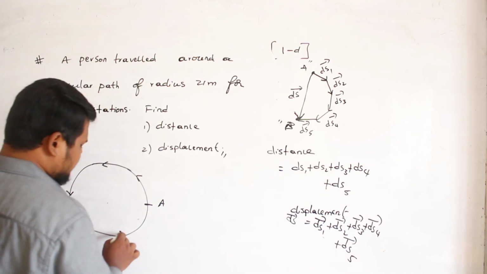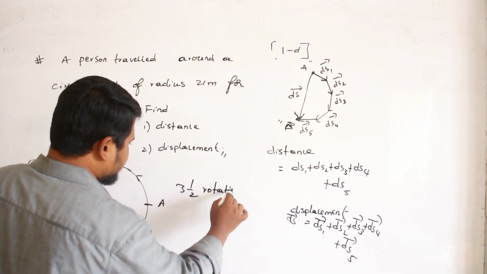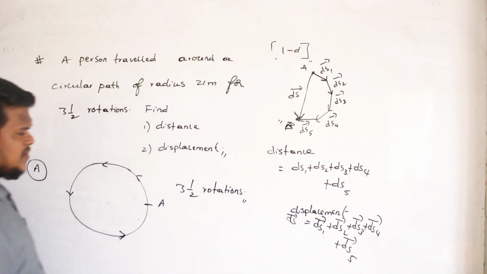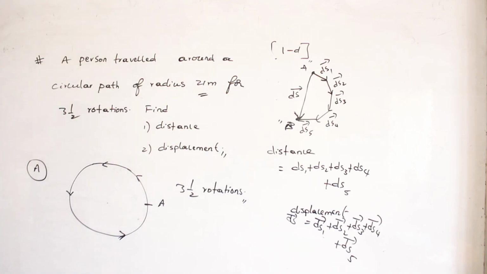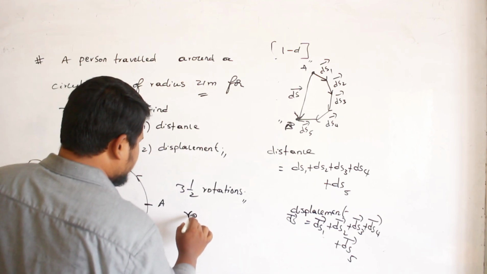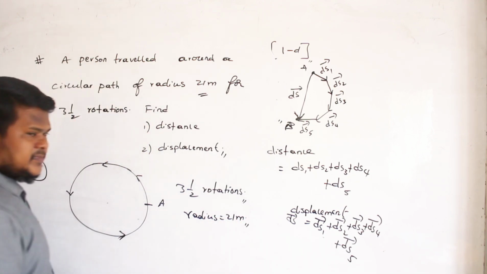So for how many rotations? 3.5 rotations. What is the radius of the circle given? The radius of the circle is 21 meters. Clear? Radius is equal to 21 meters.